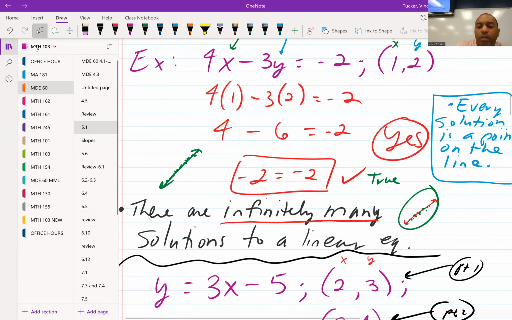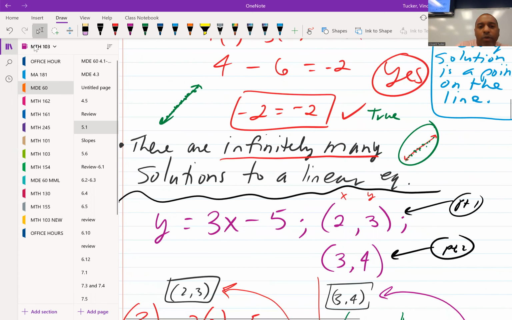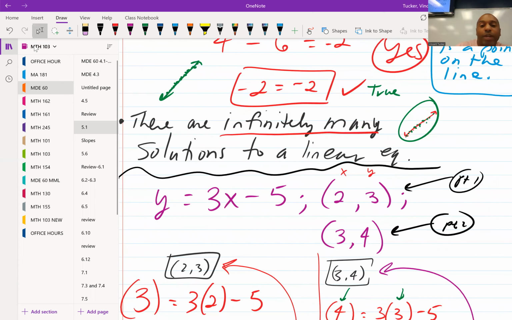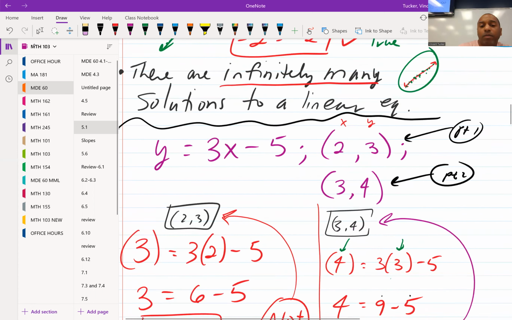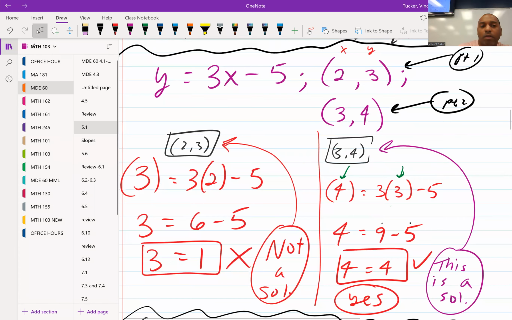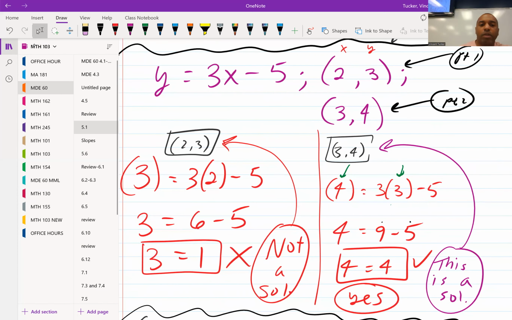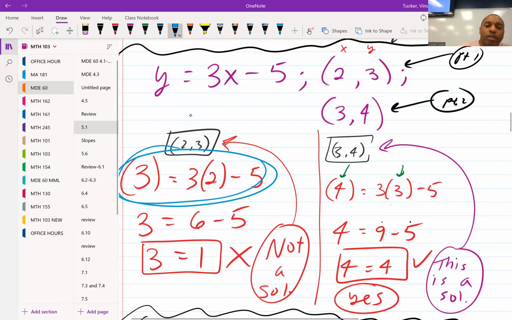All right, we good. So let's try it one more time, make sure we're okay. Here we have y equal to 3x minus 5. And they give us two different points to see if they are solutions. We have (2, 3), and then (3, 4). So we plug each set in individually. Let's talk it through. So our equation is y equal to 3x minus 5. For the first ordered pair, we have (2, 3). That means x is 2, y is 3, and we plug those in accordingly.